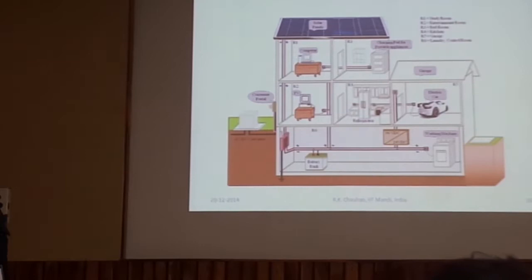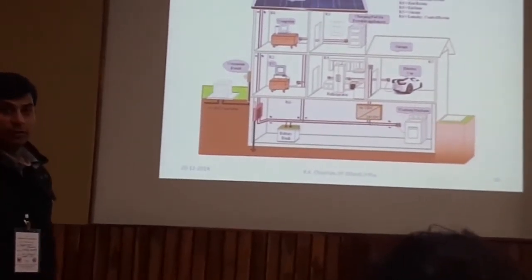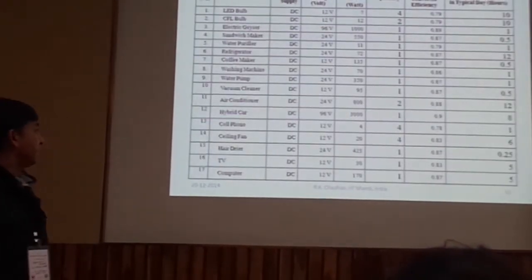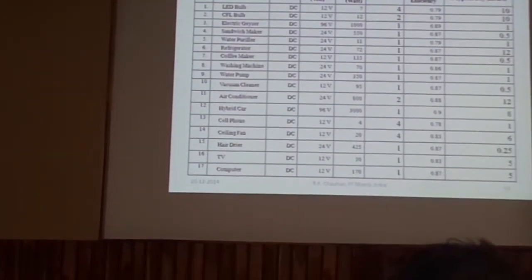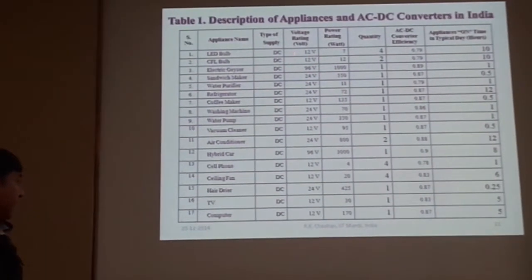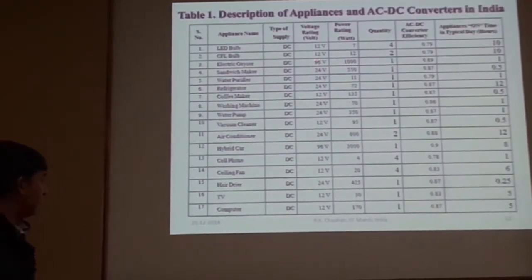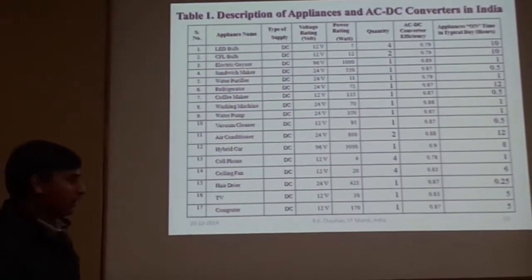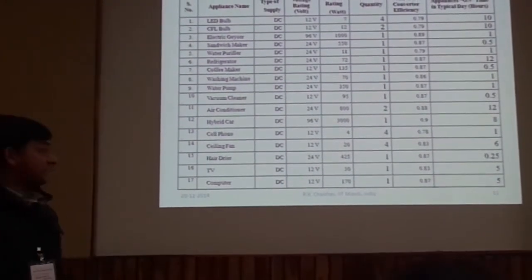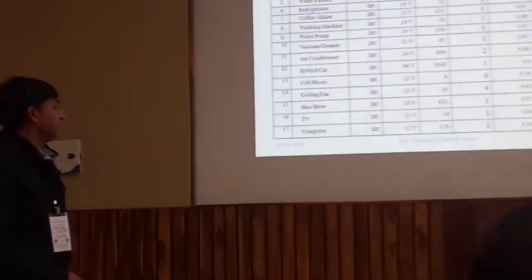So is it 24 volt VDC or 240? This is 24 volt. I am coming to why I am using 24 volt. Actually, this is the list of appliances which are easily available in our Indian market. So we can see here we have only three different voltage ratings. One is 12 volt, the second one is 96 for the electric geyser of heavy load, and the third one is 24 volt. So these are the appliances we are using here.